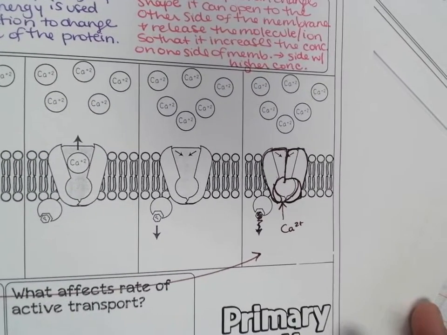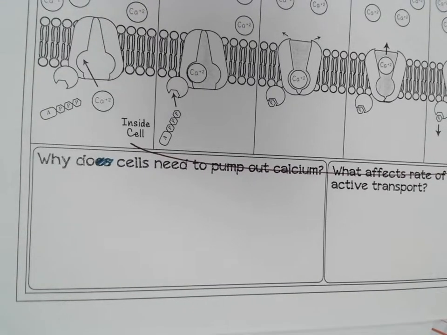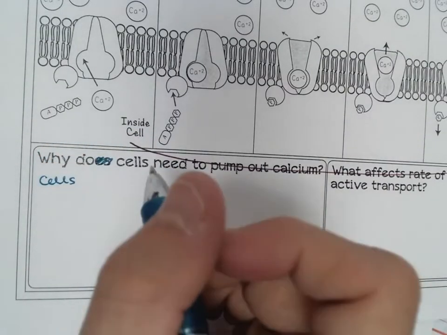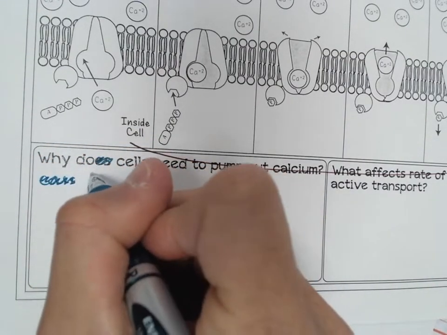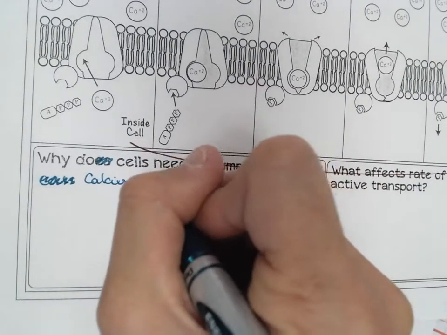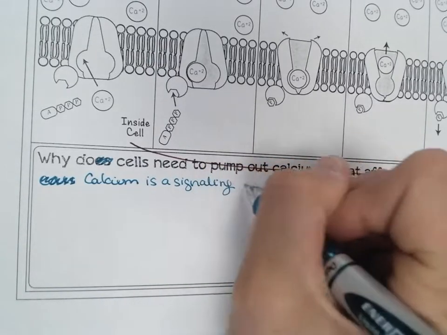So why do cells need to pump out calcium? Well, I'll tell you why. Don't write cells. Calcium is a signaling molecule. What did we say signaling molecules were?